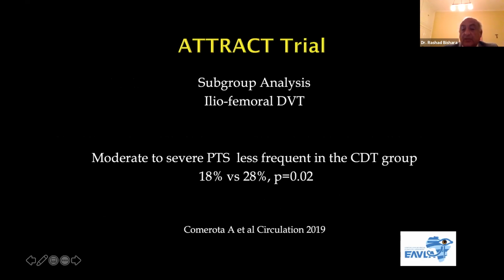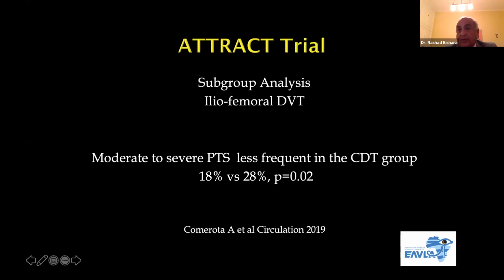Then there was the subgroup analysis, which was published by Dr. Comerota and his colleagues in 2019. They analyzed the subgroup of patients who had iliac vein thrombosis, or who had the iliac vein involved in the thrombus. And they found, again, that regarding moderate to severe post-thrombotic syndrome as an endpoint, this was less frequent in the lysis group as compared to the anticoagulation group, and this was significant.